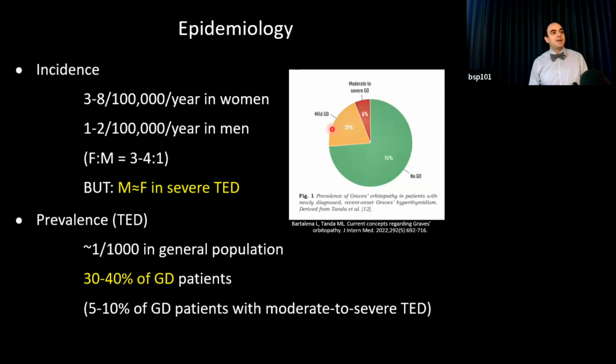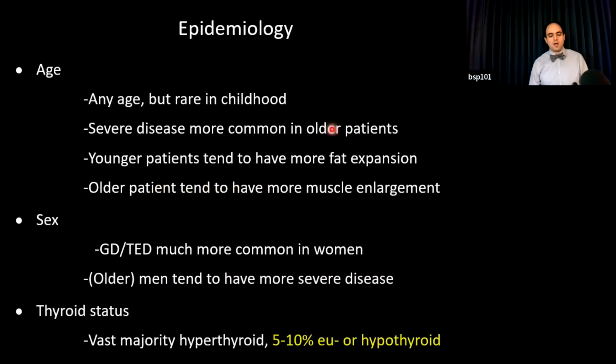Eye involvement is found in about 30 to 40% of Graves' disease patients. So most don't have eye involvement. And about 5 to 10% of Graves' disease patients get moderate to severe thyroid eye disease. In terms of the age distribution, it can happen at any age. It's rare in childhood. The disease tends to become worse in older age.